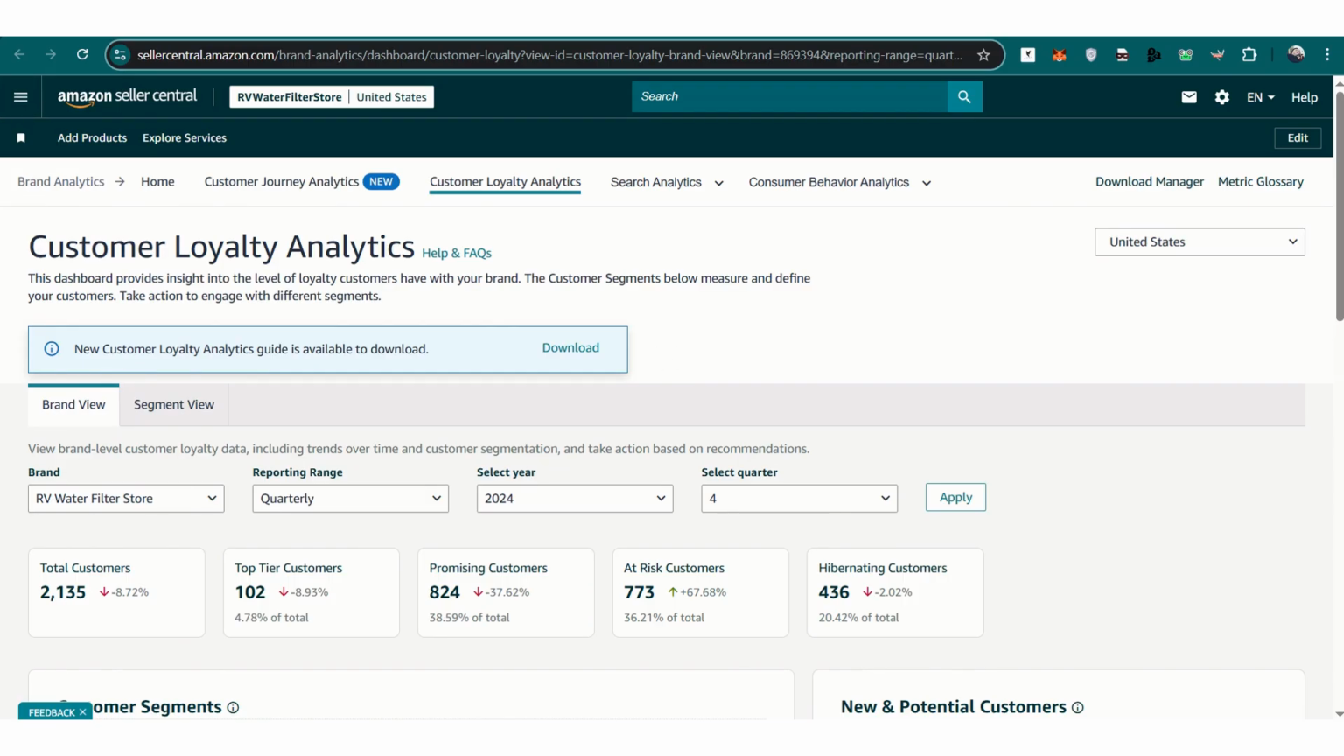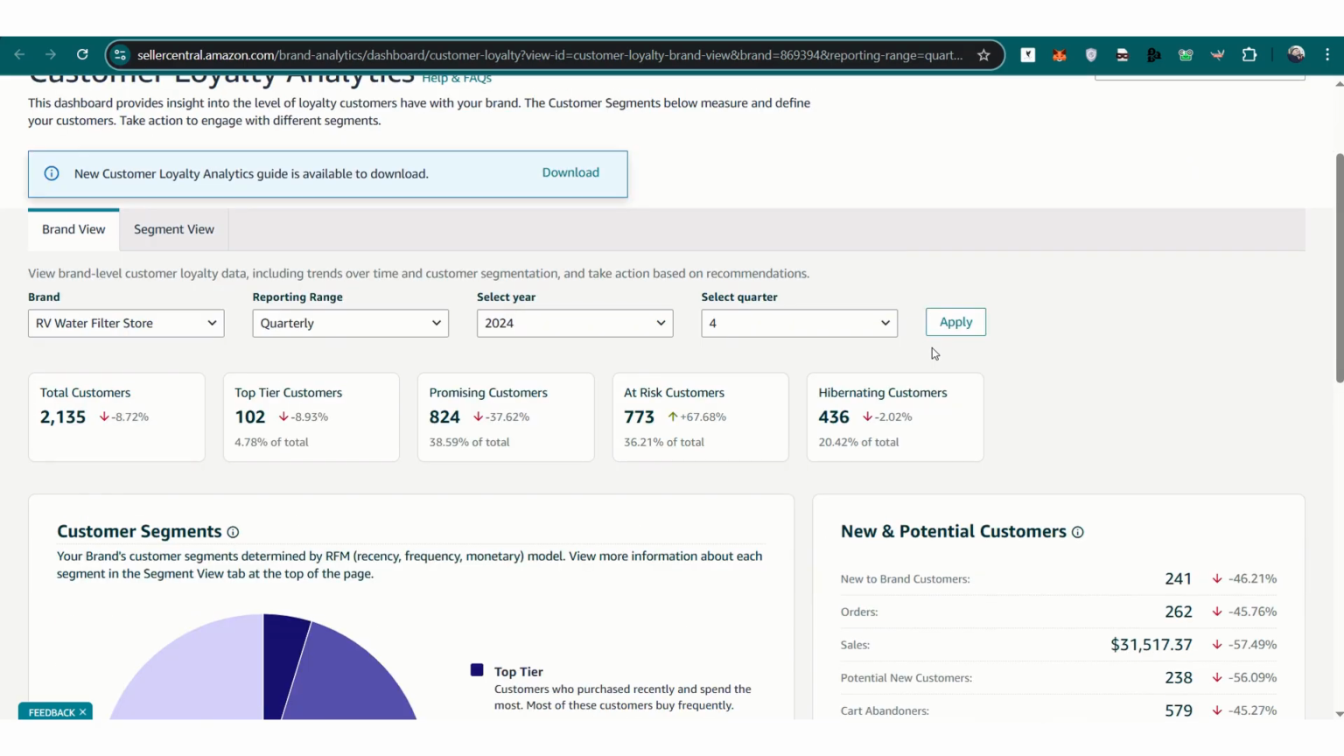This tool segments your customer base into 5 key groups: total customers, top-tier customers, promising customers, at-risk customers, and hibernating customers. These categories are based on Amazon's own analysis of buying behavior and help you understand where each customer segment stands in terms of engagement and likelihood to purchase again. Understanding these segments allows you to align your strategies accordingly.